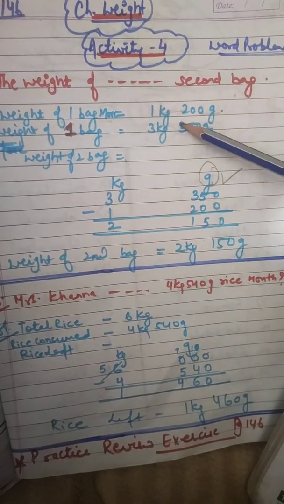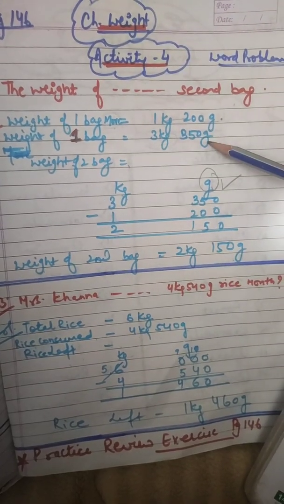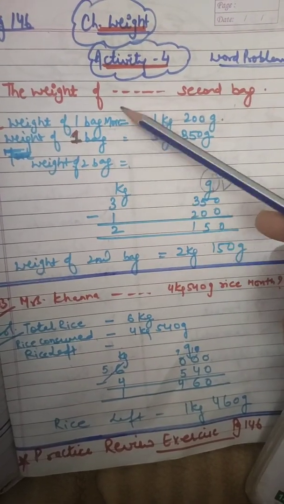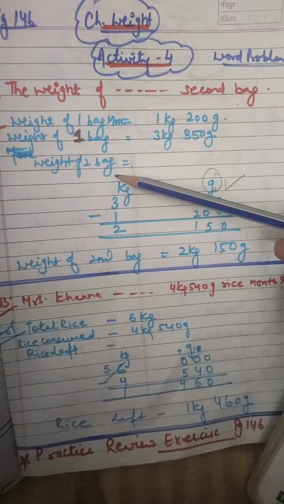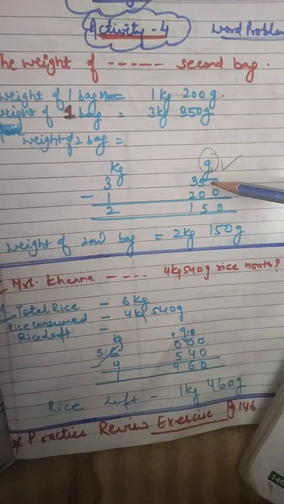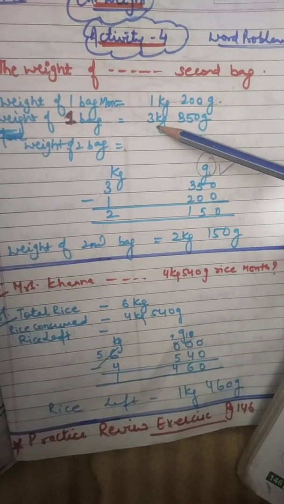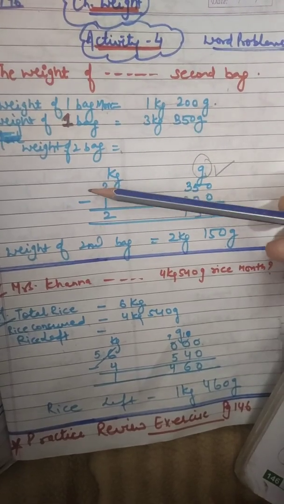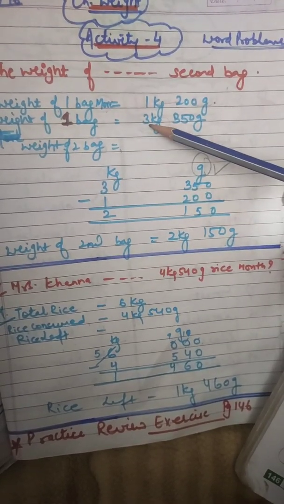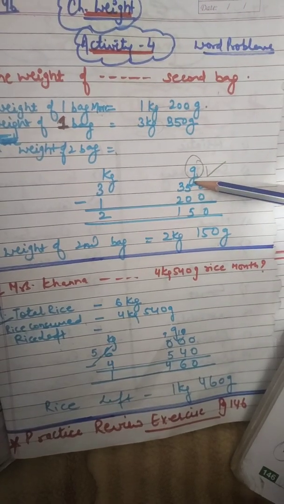Now see, the weight of one bag is given, which is more. So it is 1 kg and 200 grams. Then weight of first bag is 3 kg and 350 grams. Statement writing is very important. We have to find the weight of the second bag. So what we will do, we will subtract. Write kg and grams. Which is the bigger term? This is the bigger one, 3 kg and 350 grams. So it will come up. Under kg it will come 3. Under grams it will come 350.